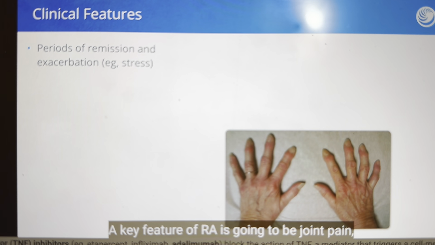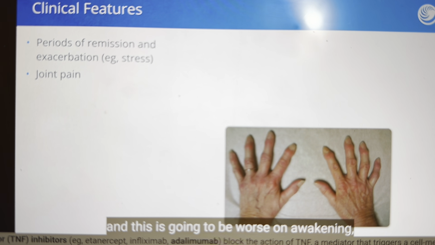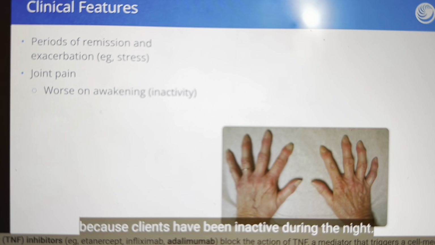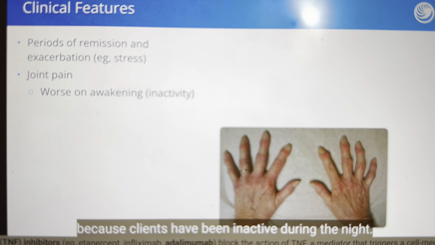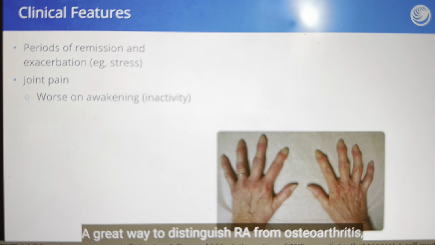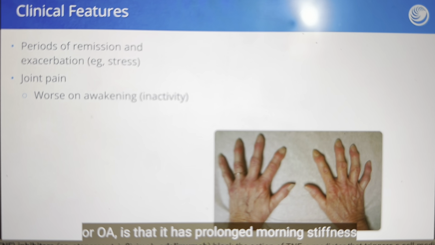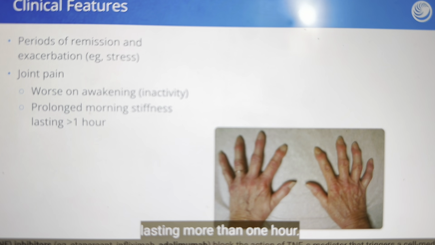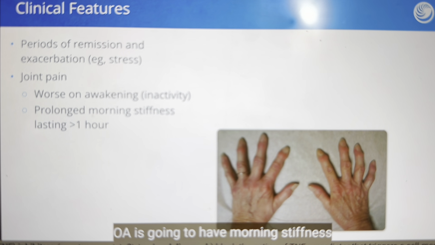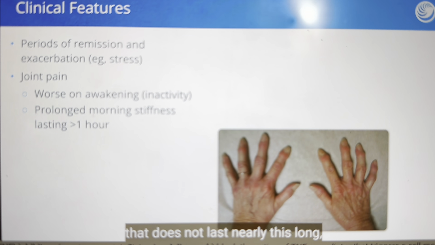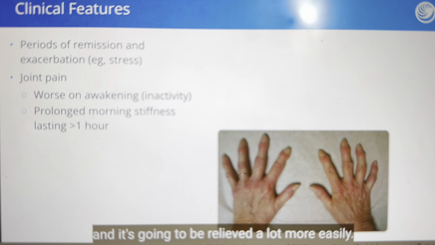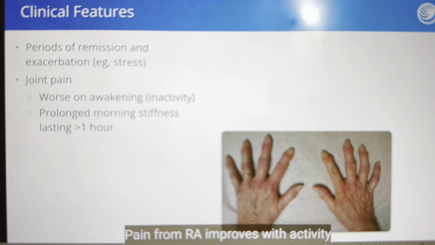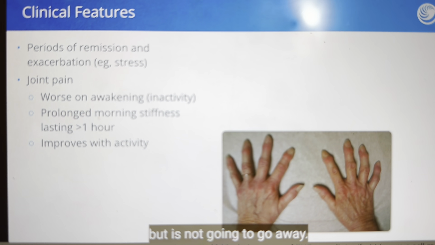A key feature of RA is going to be joint pain, and this is going to be worse on awakening because clients have been inactive during the night. A great way to distinguish RA from osteoarthritis, or OA, is that it has prolonged morning stiffness lasting more than 1 hour. OA is going to have morning stiffness that does not last nearly this long, and it's going to be relieved a lot more easily. Pain from RA improves with activity, but is not going to go away.